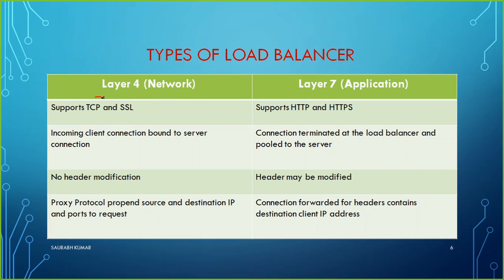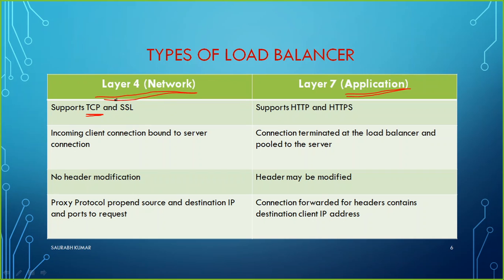One, we have layer 4. Amazon calls it layer 4, but in actual way it works at layer 3. Just because it not only checks IP, it also checks the TCP, that's why it is called layer 4 by Amazon. And the other one, which only checks the application, comes under the category of layer 7 load balancer. So we have two categories: layer 4 load balancer and layer 7 load balancer.